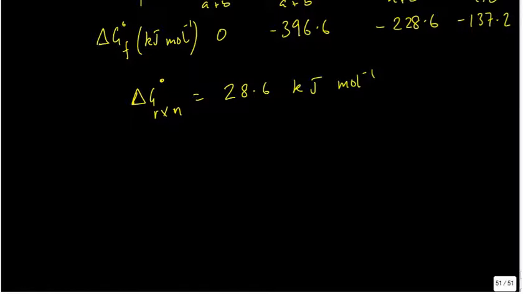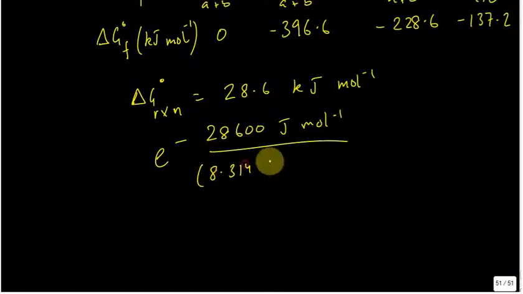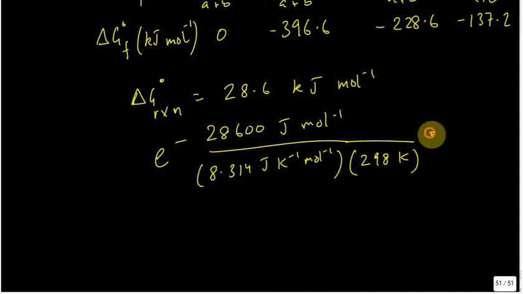Now, Kp. If I know the delta G of reaction was equal to minus RT log Kp, so Kp is equal to e to the power of minus delta G by RT. So e to the power minus, now this is kilojoules, so 28600 joules per mole. It's not a bad idea to write the units. Divide by R, joule per Kelvin per mole, divide by temperature, which was 298, and that comes out to be e to the power minus 11.54, which comes out to be 9.7 into 10 to the power minus 6.